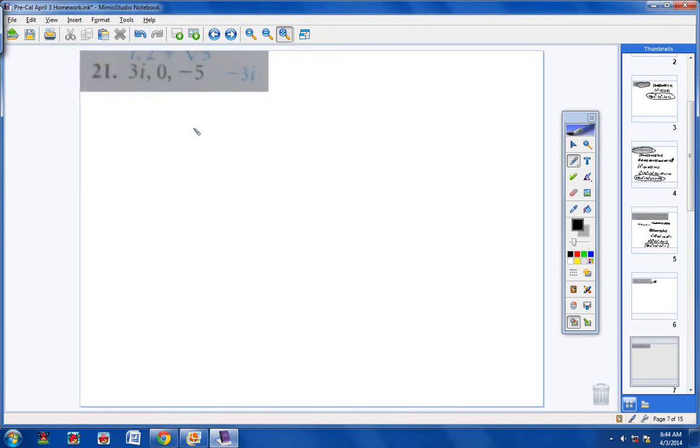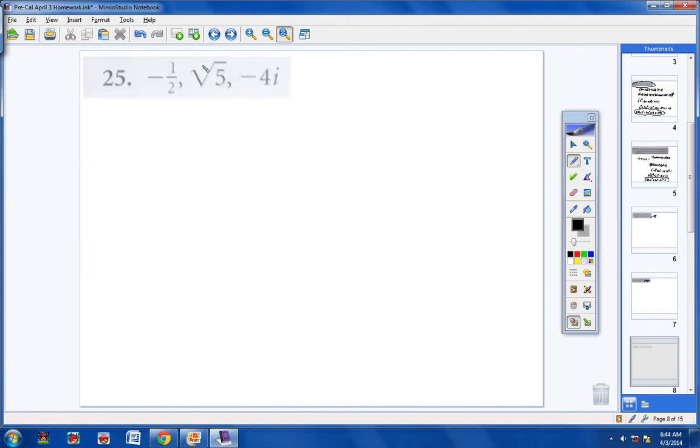Let's take a look at number 21. 0 is a rational number, so I'm not worried about that. Negative 5 is rational. However, 3i is an imaginary number. So remember, if an imaginary number exists, its conjugate will also exist. So if I have 3i in my list of zeros, and of course you can see the answer right here in blue already written, if you're going to have a positive 3i, then you must also have a negative 3i. So there's the missing 0.